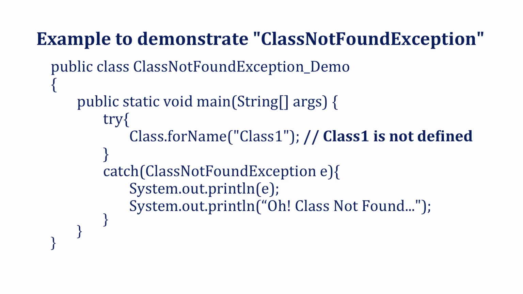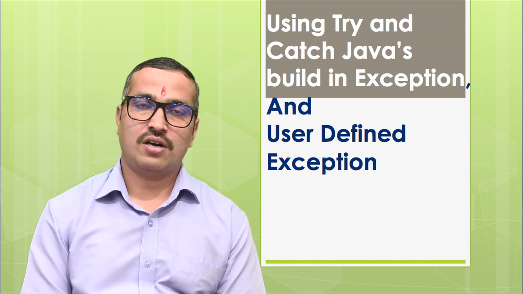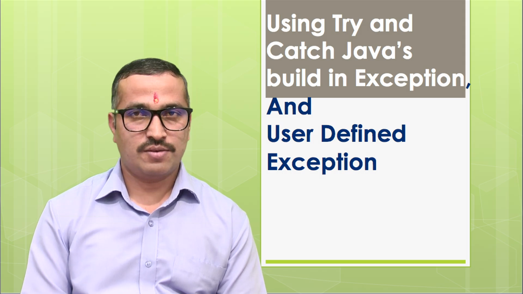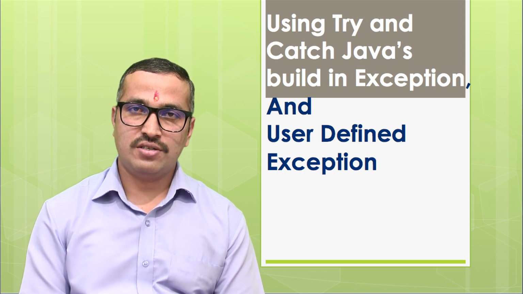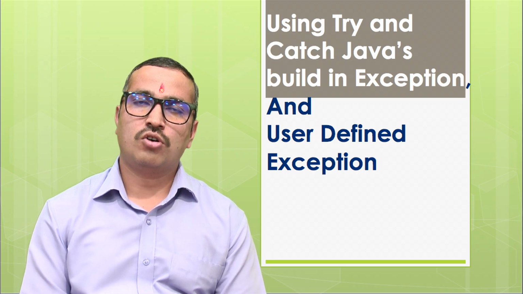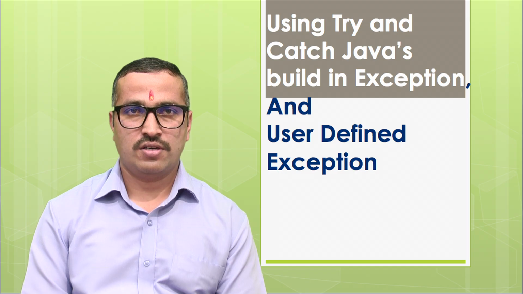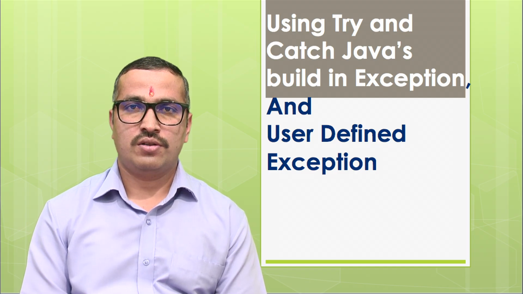And another message is, oh, class not found. See, I have mentioned the statement. Look at its output: oh, class not found. Such kind of output you will get. So I have discussed with you three model examples of how Java's built-in exceptions may arise and how to handle exceptions, and there are more common Java exceptions. You can use them in your regular practice. So let us move to the next slide.